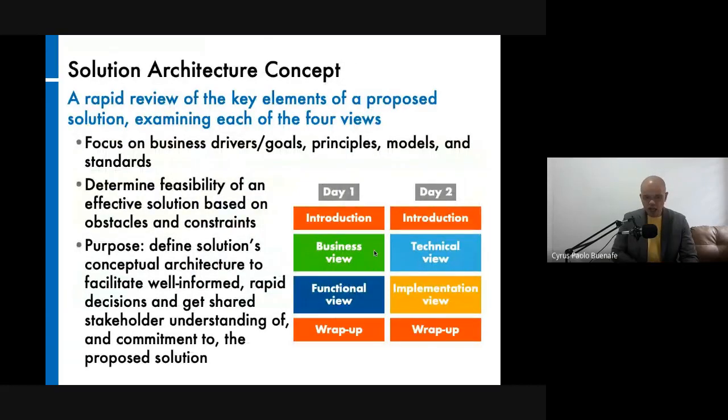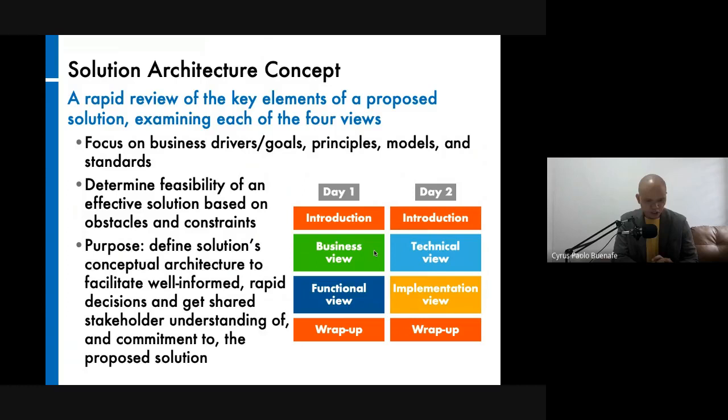Now, what typically happens in a solution architecture concept, this is an example. You can do this in 2 days, or you can probably do this in 4. But the idea here is that you want to do a rapid review of the key elements of a proposed solution. So it's rapid. Probably you'll just gloss over them, but the idea is you want to be able to structure your presentation into 4 views already. So you'll be talking about the business, the functional, the technical, the implementation views. And then prior to that, you'll probably spend time talking about business drivers and goals. And for each view, you'll be really unpacking all of the principles, the models, and the standards.